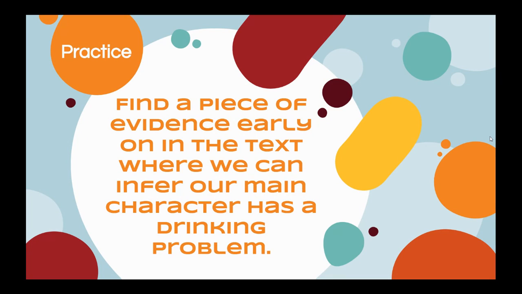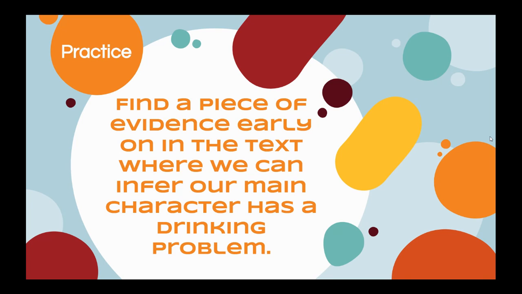So let's do this practice together. If you don't have something to write on, I would grab something, either open up a Google Doc or get a sheet of paper. But if we asked you this question, find a piece of evidence early on in the text where we can infer our main character has a drinking problem. Thinking back to Here's to Good Friends, on the next slide I'm going to have a couple pieces of evidence. I want you to think which is the best piece of evidence to choose to answer this prompt.